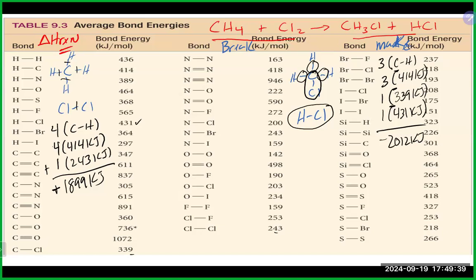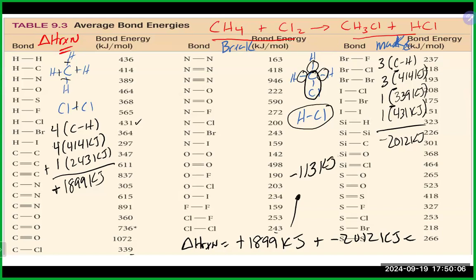Now, our delta H at this point for the reaction based on bond enthalpy, we basically just add those numbers together. So positive 1899 kilojoules plus a negative 2012 kilojoules is going to get us about a negative 113 kilojoules in this case.